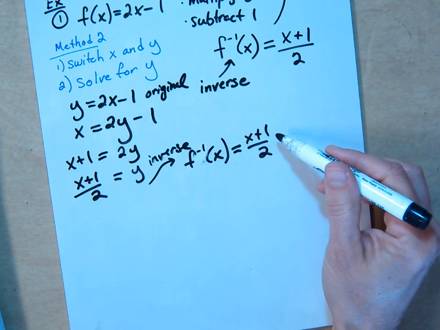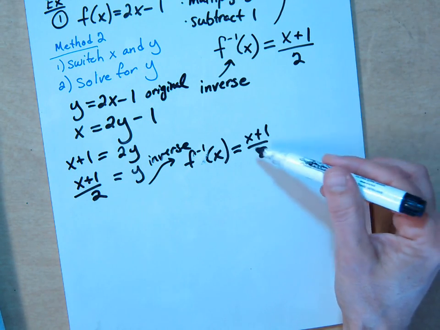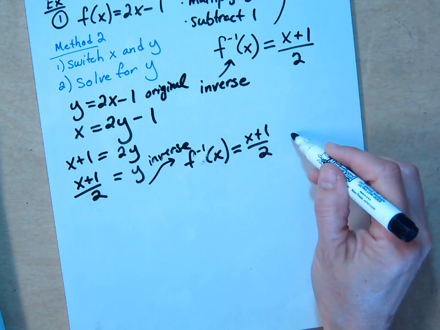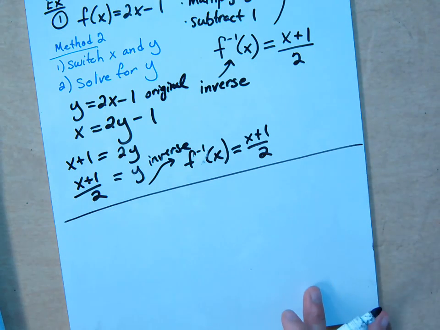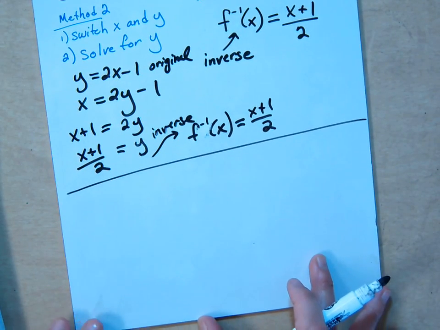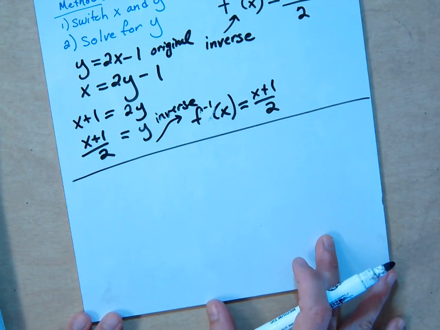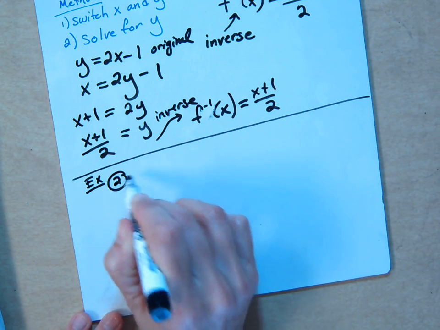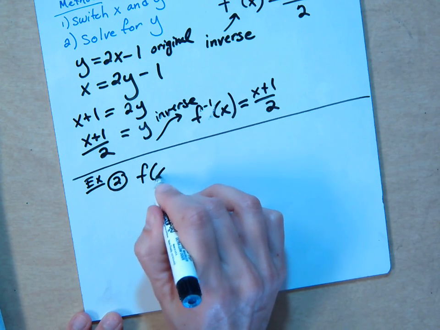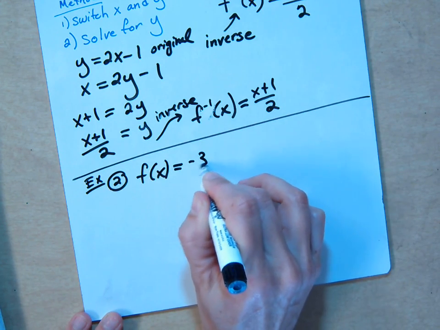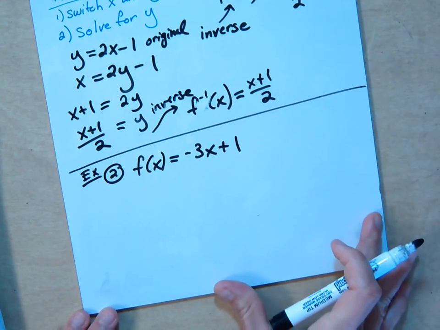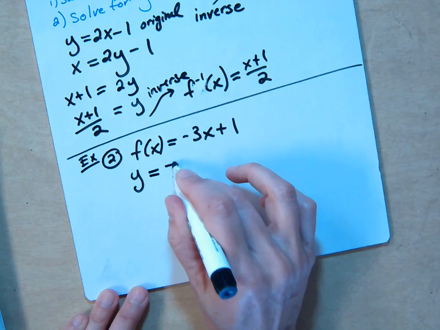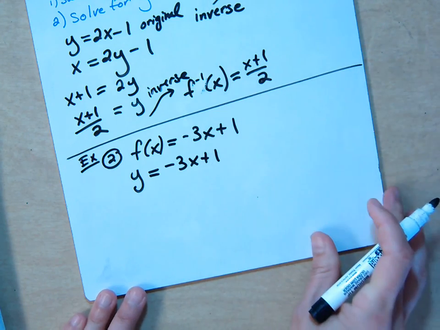And of course, if you want to graph, this is just a linear equation. The slope is a half and the y-intercept is a half. But so that's the complete example there. Let's do one more, and we'll just do method 2 only. So example 2. Let's try f of x equals negative 3x plus 1. So following the steps, the original is y equals negative 3x plus 1.